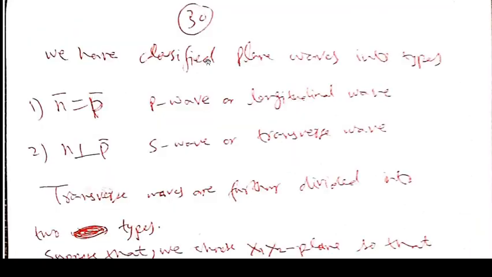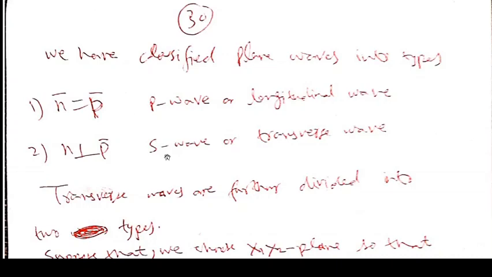Now you know that we have two types of basic waves. They are longitudinal and transverse. The second name of the longitudinal wave is P wave, P for primary, and the transverse wave we call the S wave, S for secondary.